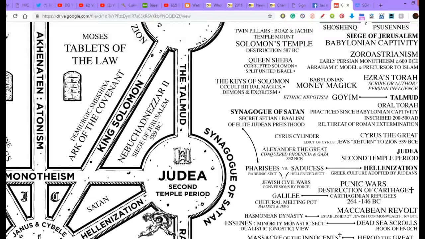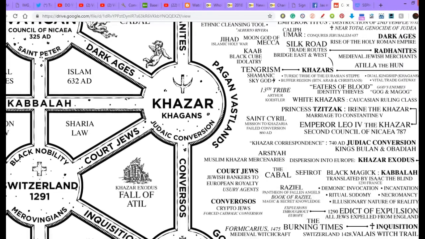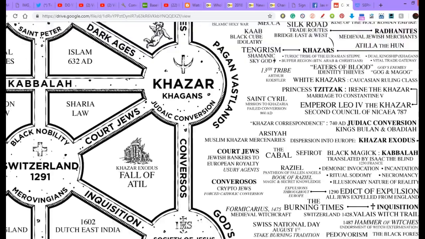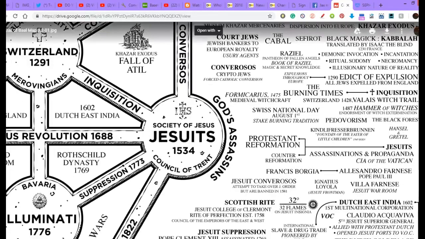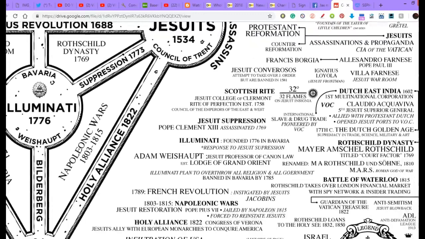Drop some knowledge, bro. So the Canaanites, the most important thing here is that the early Canaanites were the Sumerians. You see that on the right, and the later Canaanites were the Phoenicians.